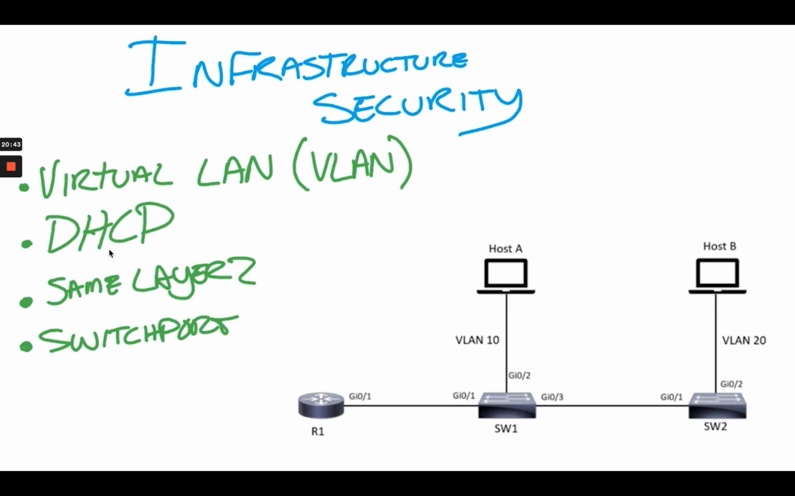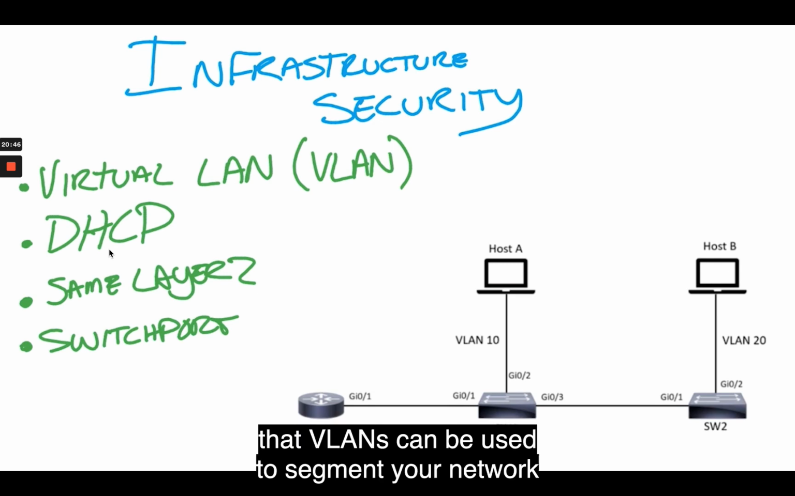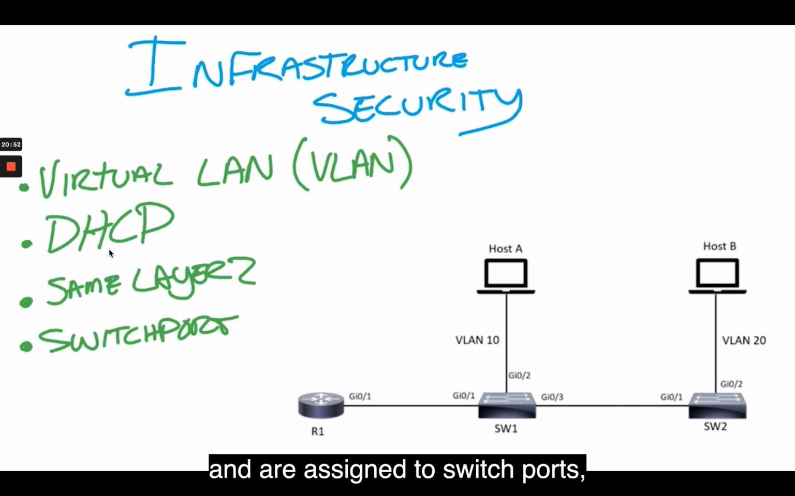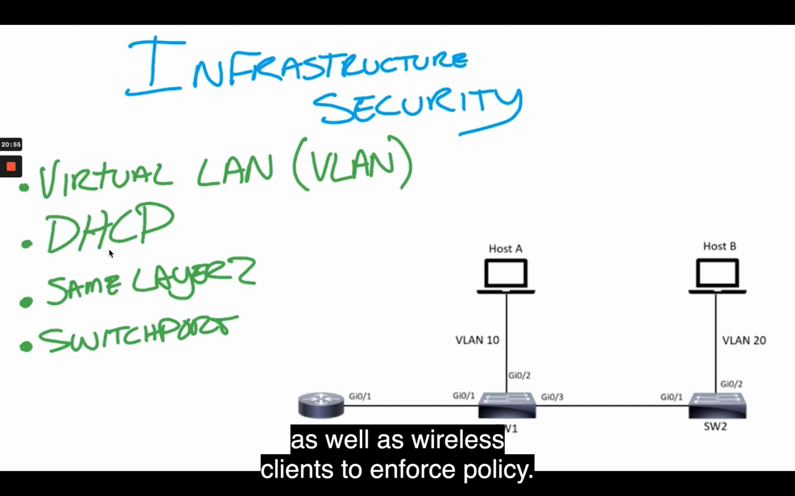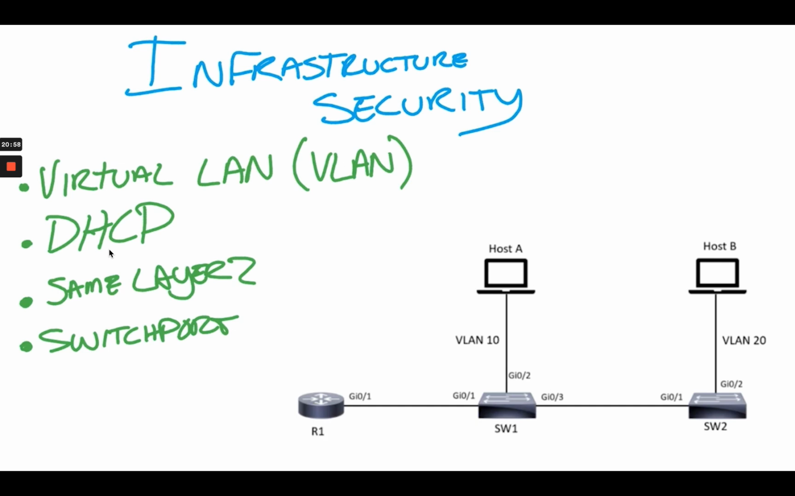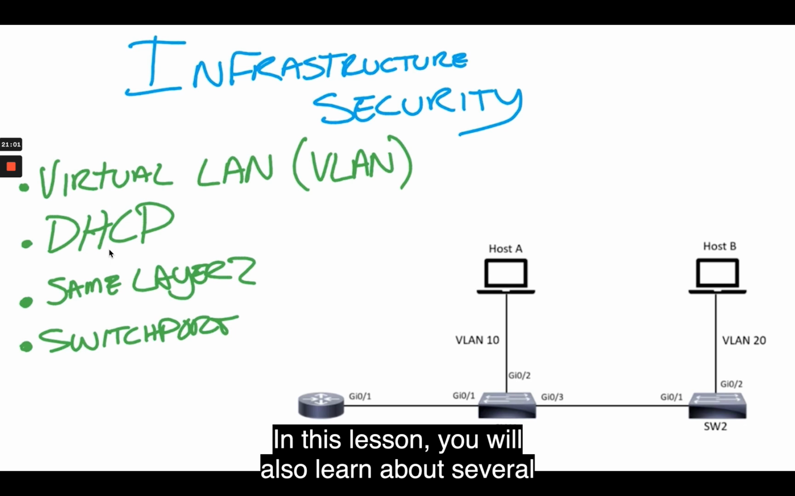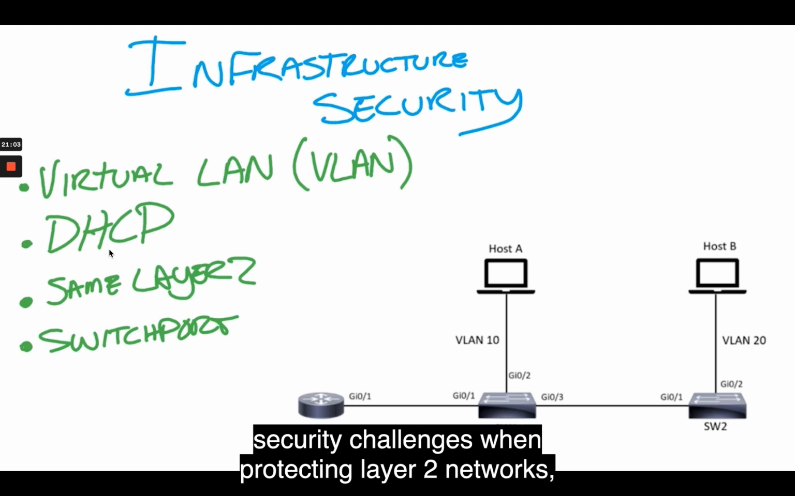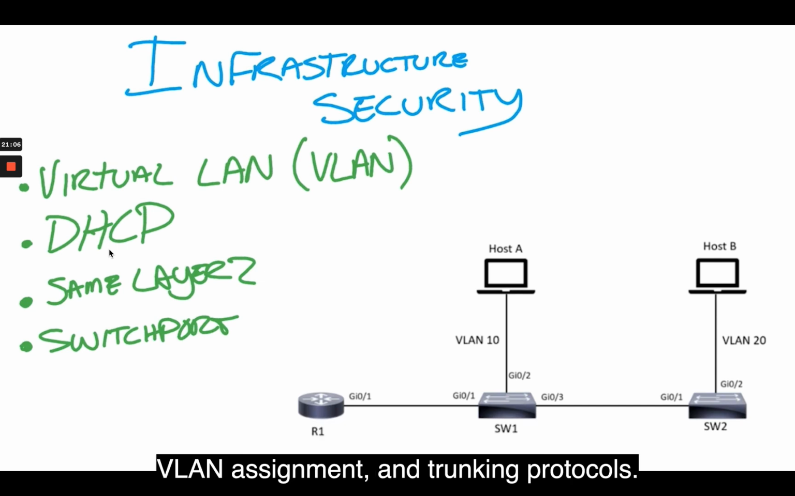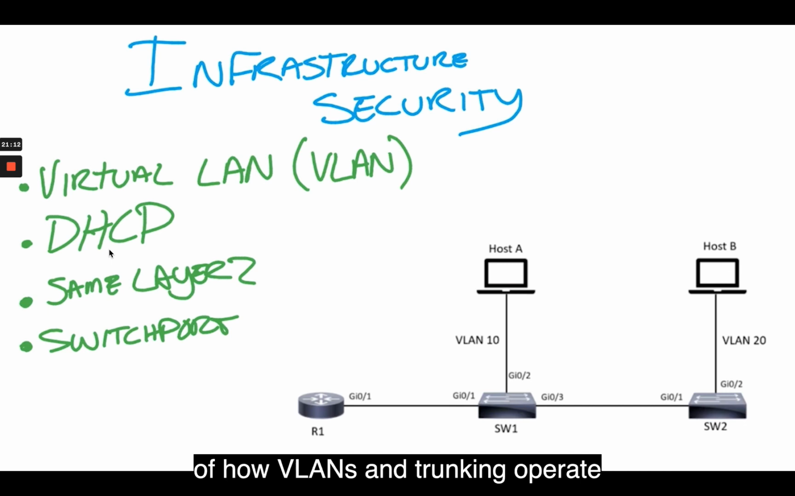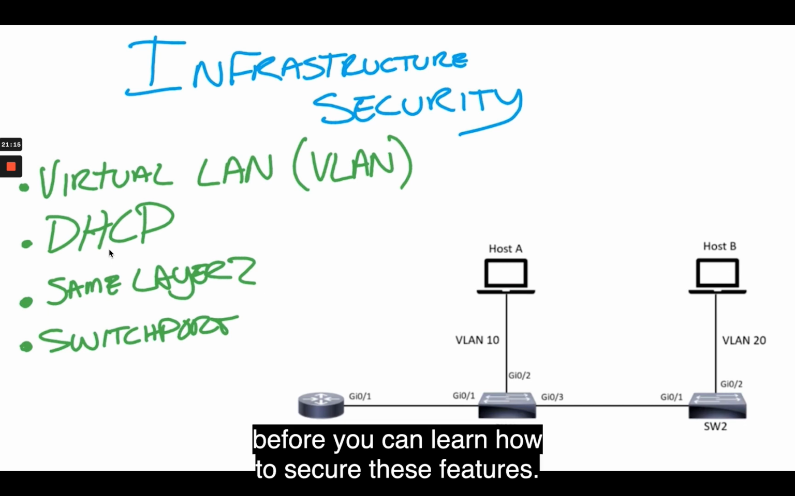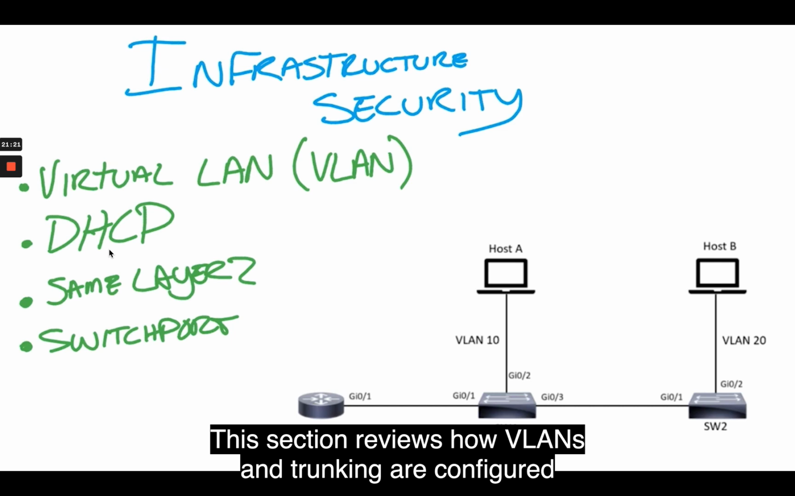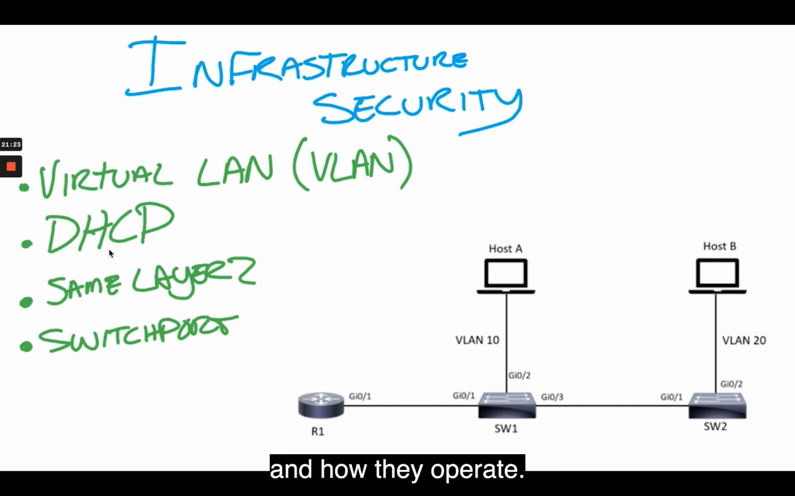In a previous lesson, you learned that VLANs can be used to segment your network and are assigned to switch ports, as well as wireless clients, to enforce policy. In this lesson, you will also learn about several security challenges when protecting Layer 2 networks, VLAN assignment, and trunking protocols. However, you must understand the basics of how VLANs and trunking operate before you can learn how to secure these features. This section reviews how VLANs and trunking are configured and how they operate.